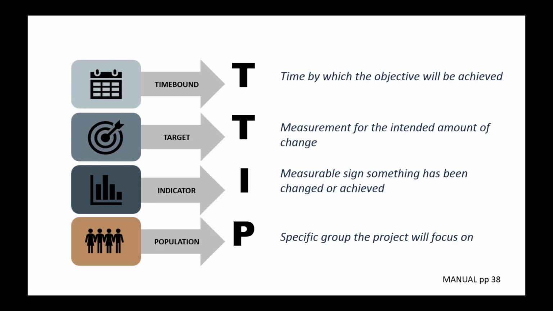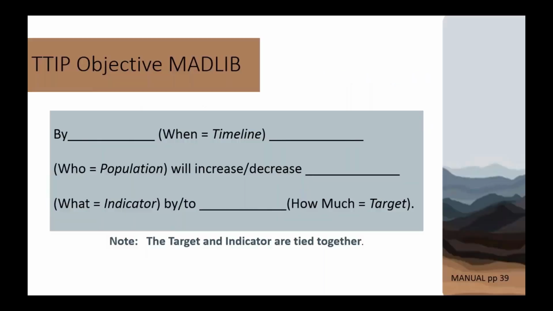And the last component is population. So you're going to identify the specific group that the project will focus on. Okay, so I mentioned that the target and the indicator are tied together. A well-crafted objective statement will tell the reviewer how much of what is changing, by when, and for whom.